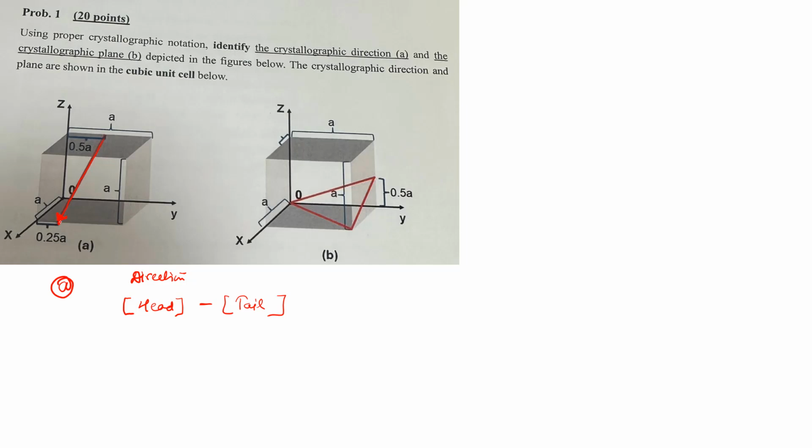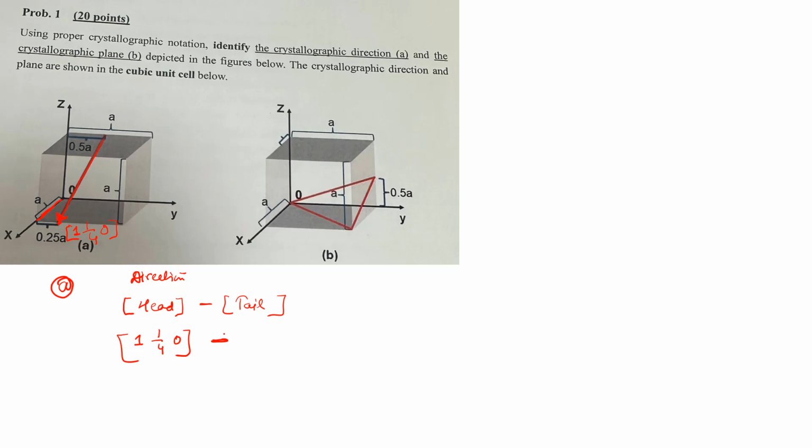So what is the coordinate of this head? You can see that in the x direction I need to move 1. Next we need to move in the y direction by 0.25 times, that means 1 by 4. And in the z direction, do we need to move? No, so it is 0. So basically the head is 1, 1 by 4, 0.